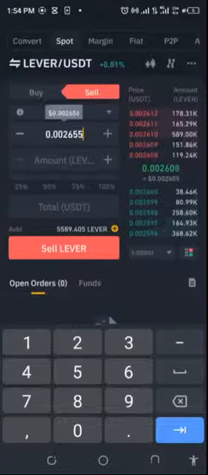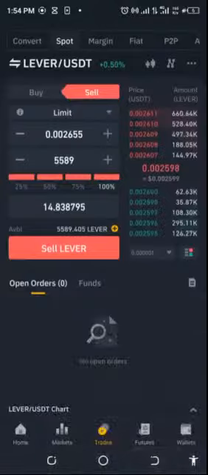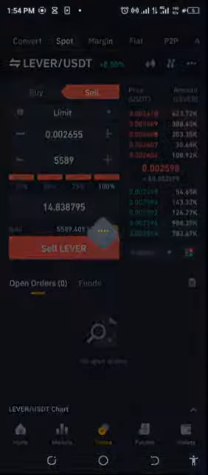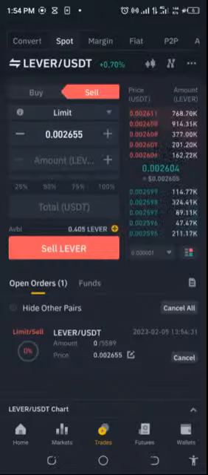2655. So if I do all of this, I'm going to actually make this amount of profit. So I'm just going to click on sell, and then let's see. So we're in queue. Let's see how long this takes. Let's take a screenshot and let's see what we would get.